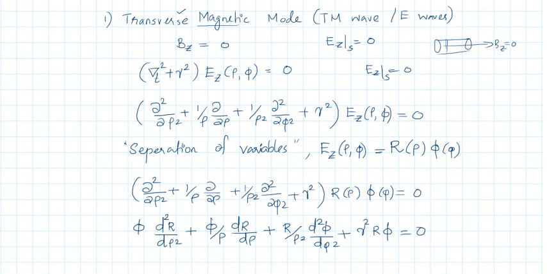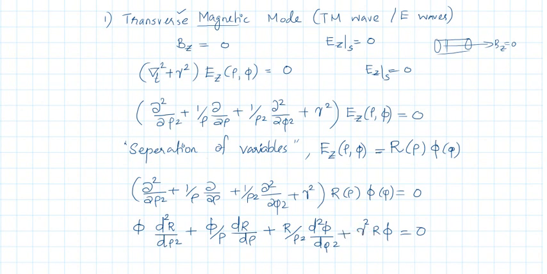Substitute back. Del square by del rho square acting on R Phi. Here Phi is a function of phi alone, so you can take it outside: Phi into d square R by d rho square. But R is a function of a single variable. Whenever you have a function of a single variable, no need to write partial derivative. You can use total derivative. So the first term is Phi d square R by d rho square. The second term is Phi by rho dR by d rho. Plus this term, R will come outside. This is a derivative with respect to phi. So R by rho square d square Phi by d phi square plus gamma square R Phi equal to 0.